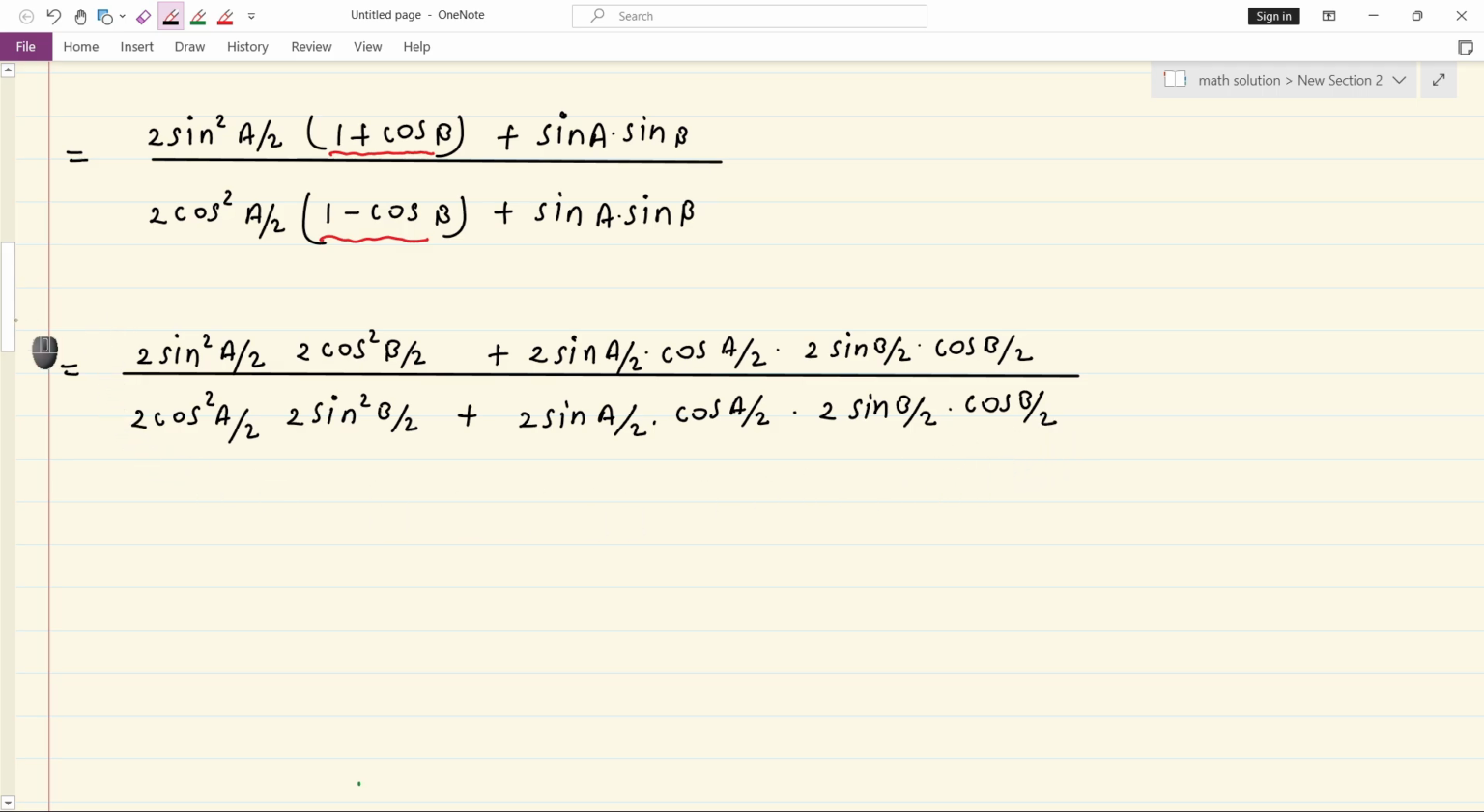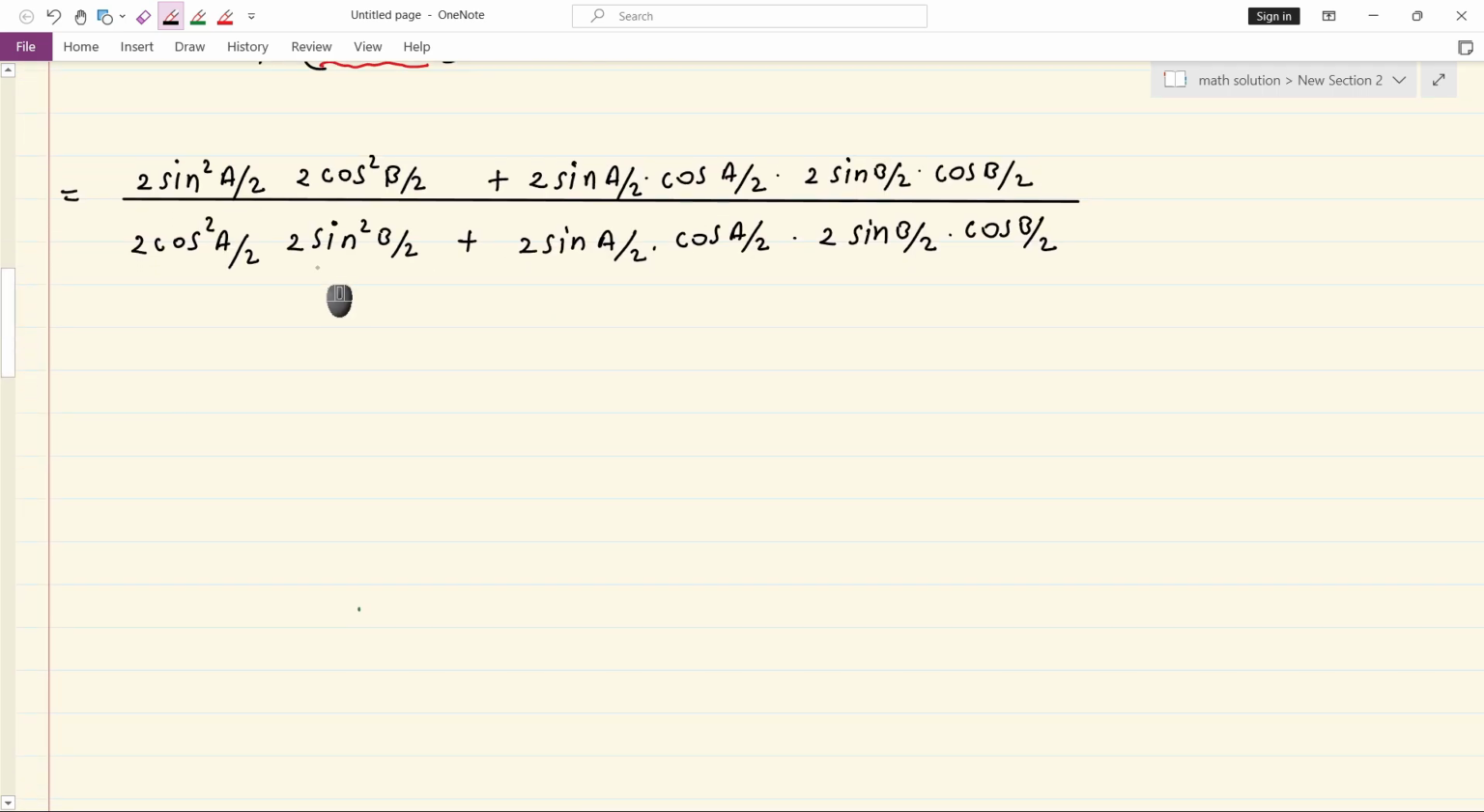Afterwards, what we are going to do here is take the common. Let me show you. First, just simplify it. It will be like 2 sine square A by 2. It will be like 4, nothing more, sine square A by 2.